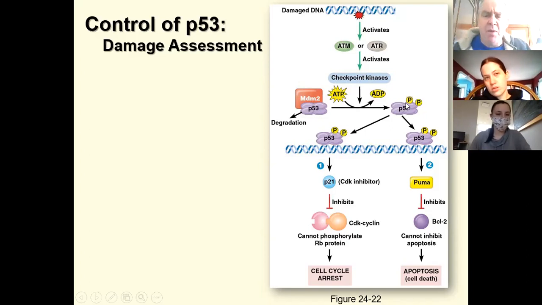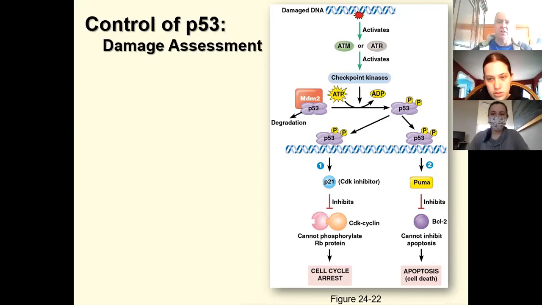Now you've got 2 different paths you can go on here, depending on how much damage there is. If there's a little bit of damage, then P53 will activate a protein called P21. P21 is a CDK inhibitor. So remember, CDKs are important for the cell cycle, keeping the cell cycle going. And P21 will stop the cell cycle at any point between the restriction point and mitosis. So when P21 comes up, boom, the cell stops.